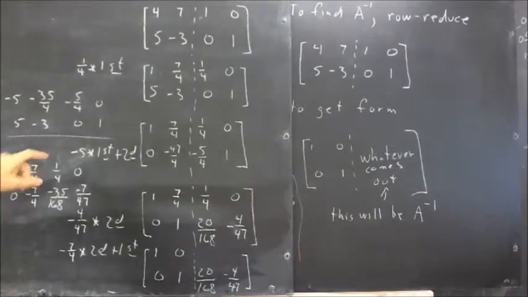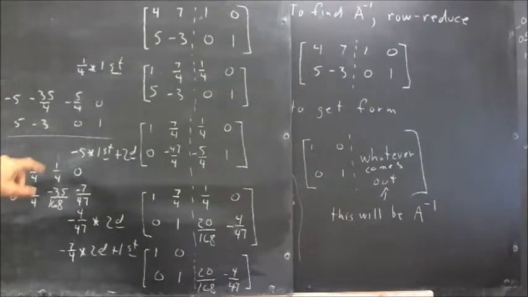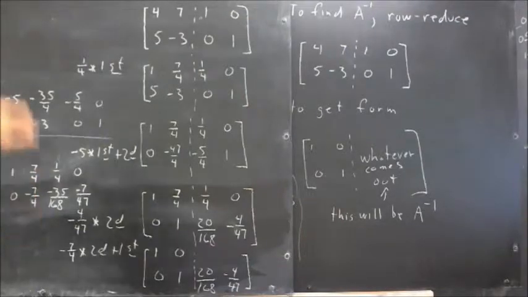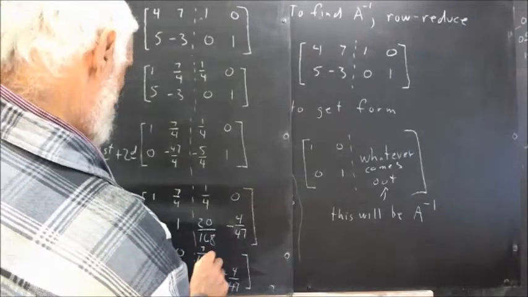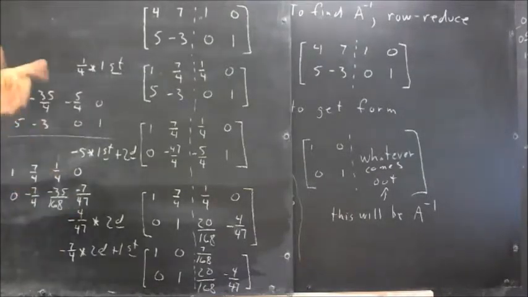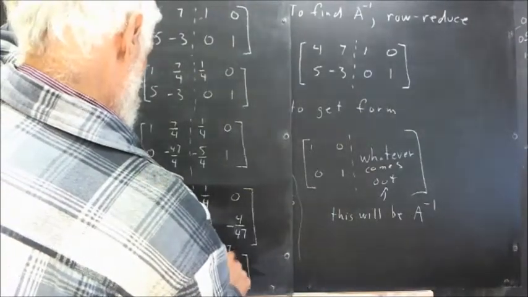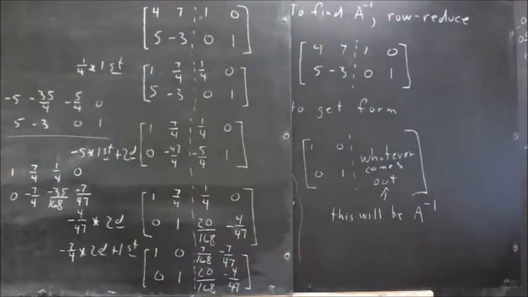Okay, what's 1/4 and negative 35 over 168? 168 is 42 times 4. So we're going to have a 42 over 168 and a negative 35 over 168. That should give us 7 over 168. Okay, the 0 and the negative 7 over 47 is, of course, going to give us negative 7 over 47. This should be our inverse matrix.